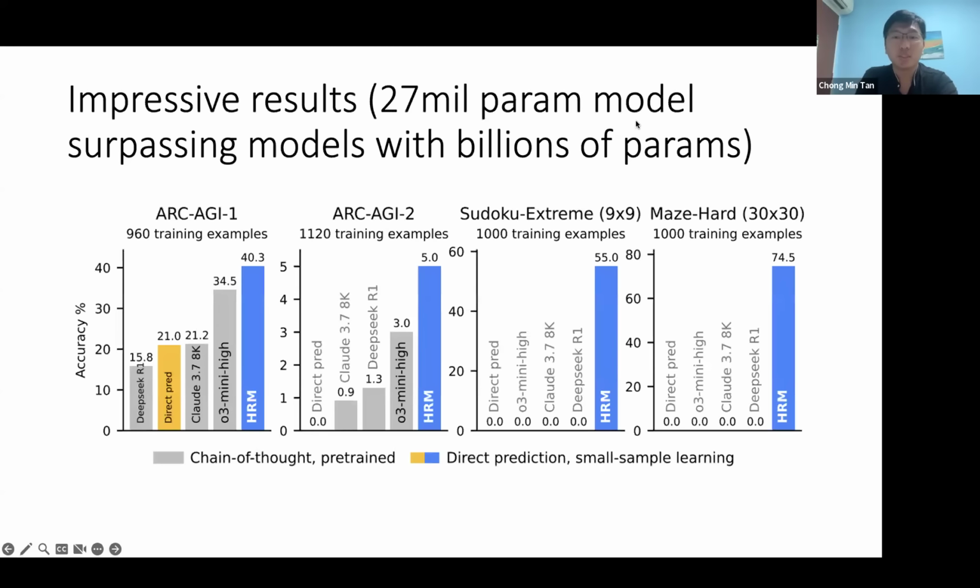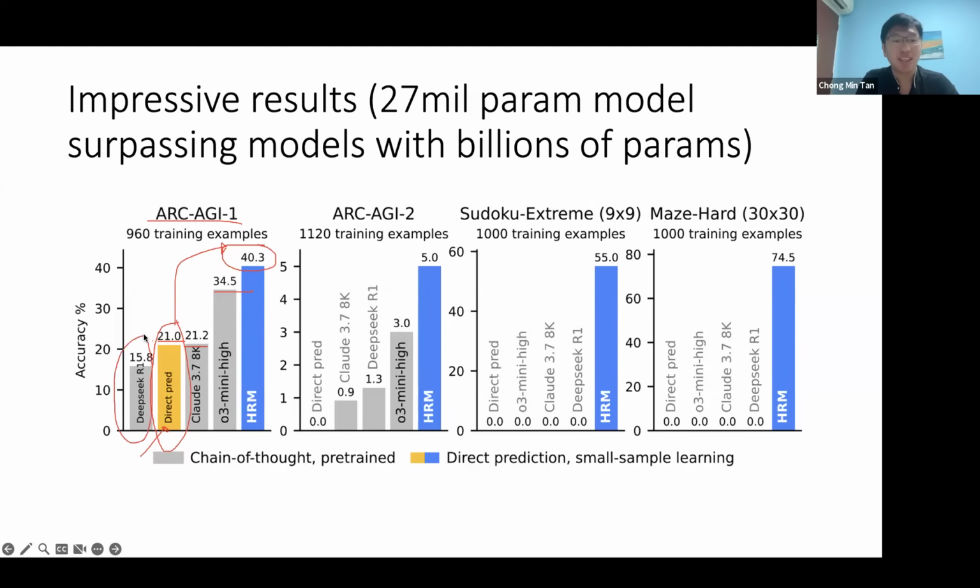So these are the results. They show that this model, with just 27 million parameters, in the ARC-AGI 1 challenge, beats Claude 3.7 and O3 Mini High. It also beats the transformer without any recurrence, which is called direct prediction. Basically, just using a transformer architecture alone, it only gets 21%. But with the hierarchical model of low and high level thinking, it gets 40.3%. That's about a 19% improvement.